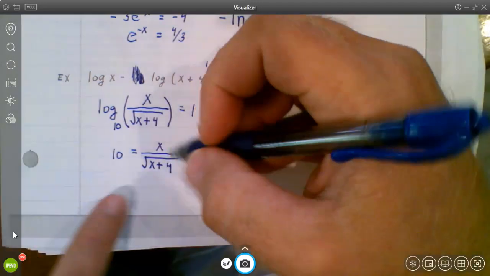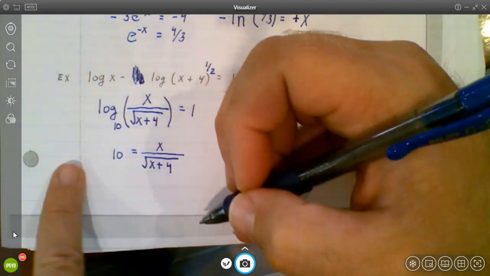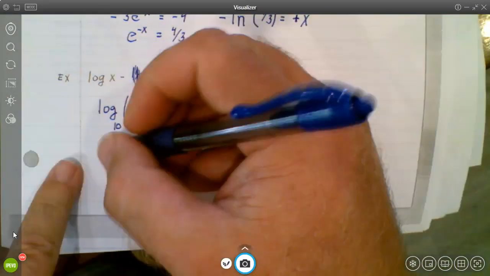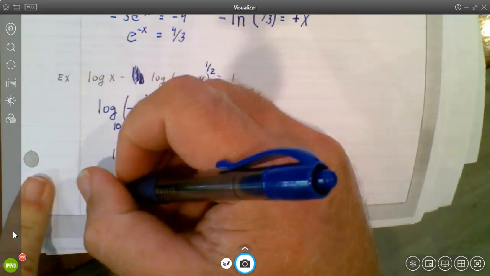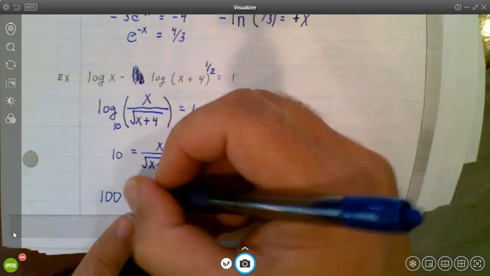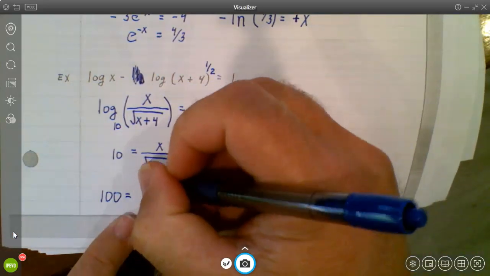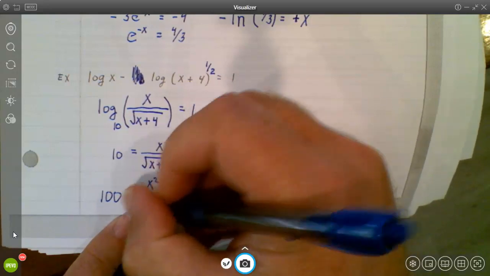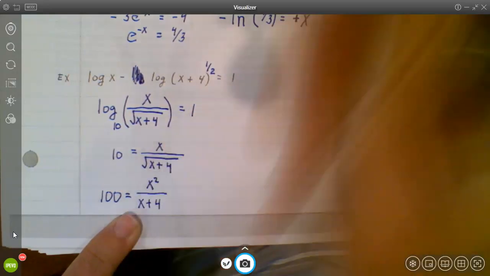And at this point, I am going to need to multiply this over to the other side, but I also have to get rid of that radical, so I'm going to have to square both sides. So I'm going to start by just squaring both sides. That left side is going to become 100. My right side, if I square that whole fraction, I get x squared on top. I get to drop the radical from the bottom. Puts me right there.